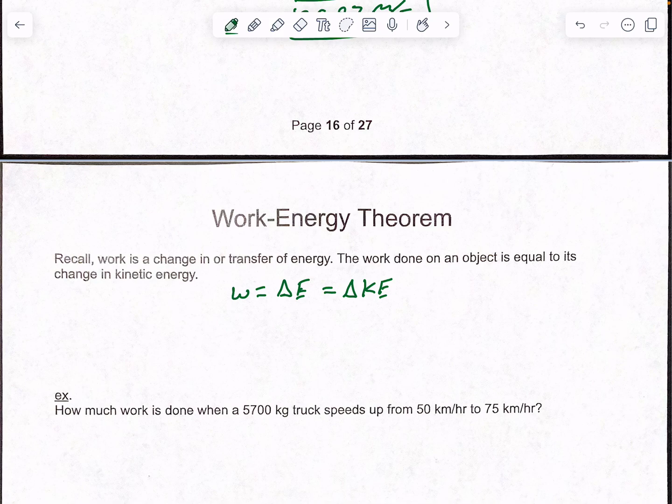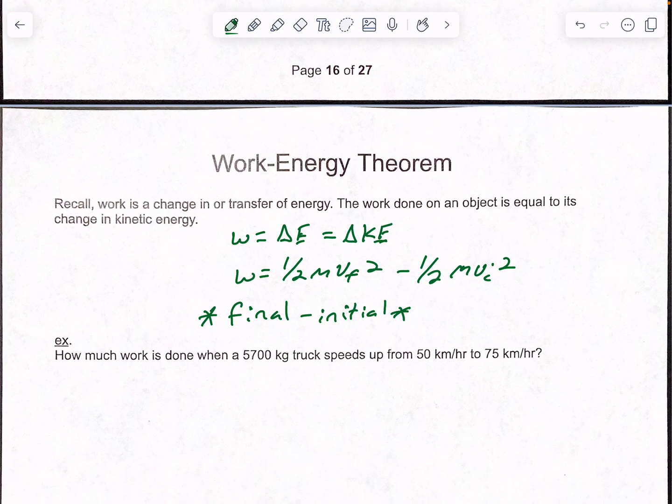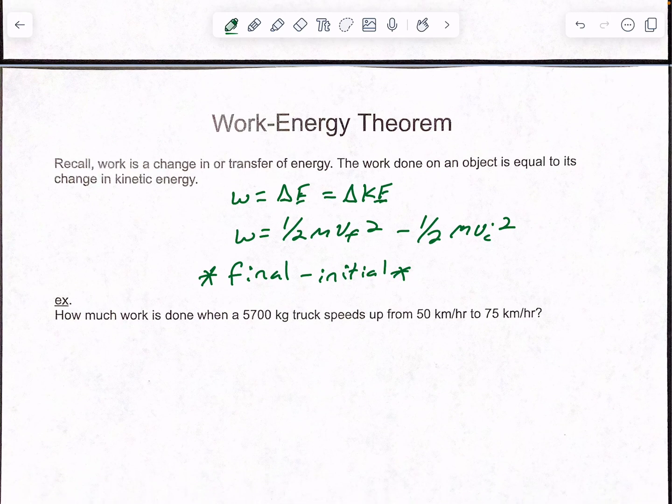So your equation would basically look like this: work equals 1/2 mv final squared, so this would be your final kinetic energy, minus 1/2 mv initial squared, so that is your initial kinetic energy. If you ever need a reminder, it is always final minus initial. F comes before I in the alphabet, so it's always final minus initial.